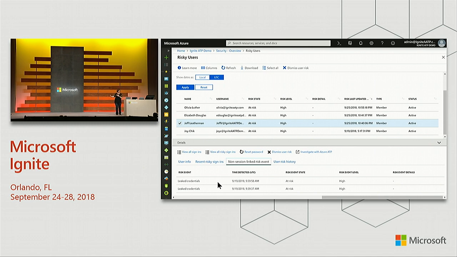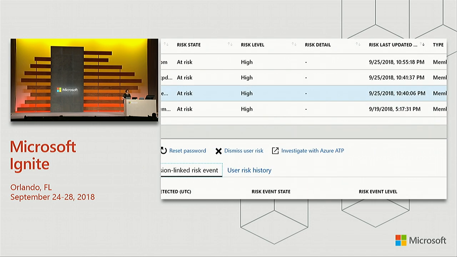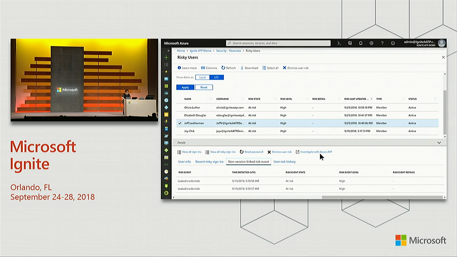So we can see that he's marked as high risk. We can see here from an Azure AD perspective that his credentials have been leaked, which means we found his credentials somewhere on the dark web. We matched them back to Jeff. So we know that his user identity is potentially compromised.